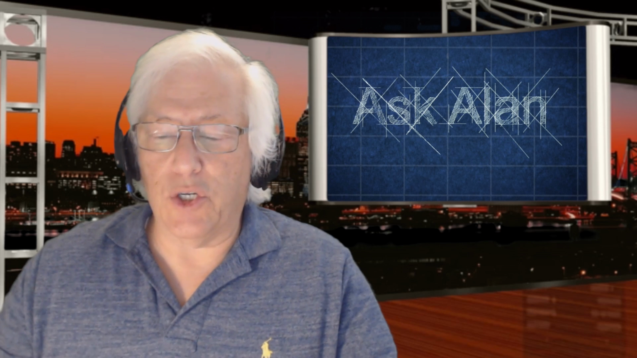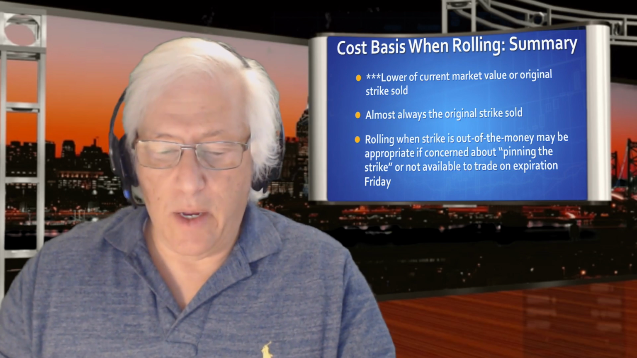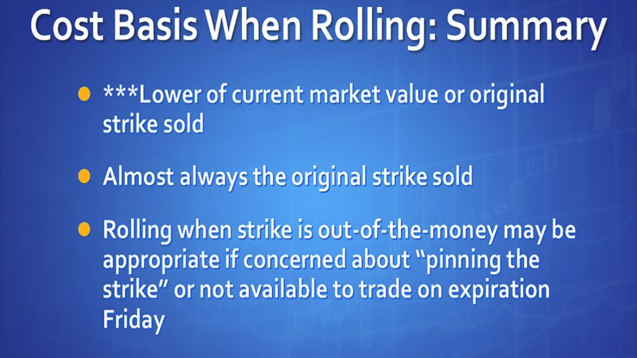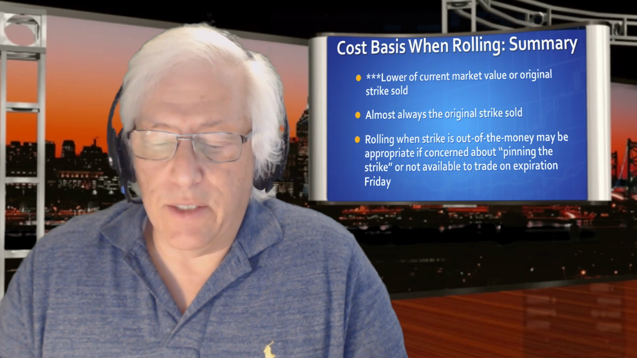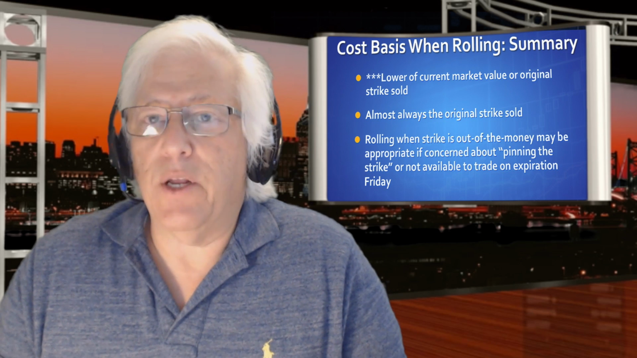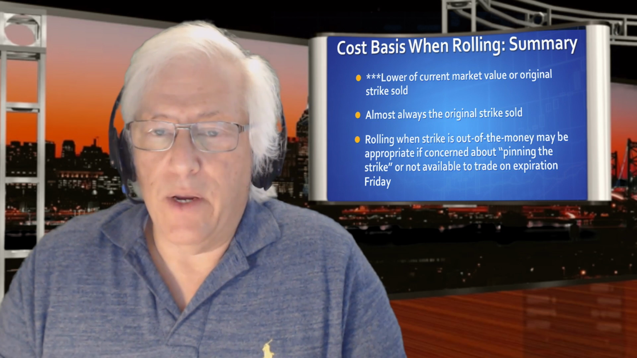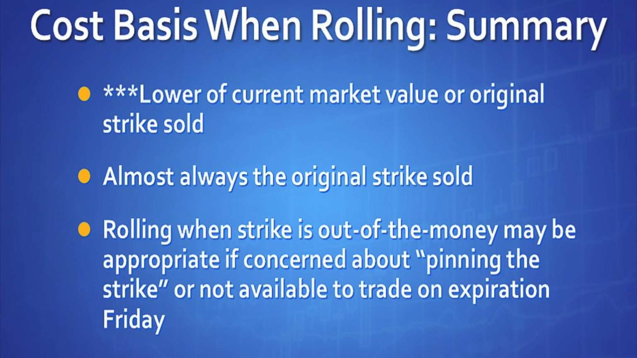So next, let's just summarize what our cost basis situations are. The cost basis is always going to be the lower of the current market value or the original strike sold. Since we almost always roll options when the strike is in the money, it's always going to be the original strike sold, except in some rare situations where we roll the option when the strike is slightly out of the money.